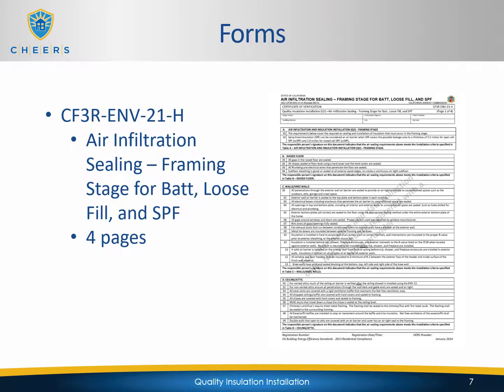Now the QII forms are used at different stages of the actual insulation installation, because when it comes to insulation installation, you have the air sealing piece and then you have the insulation piece. So the forms are divided in such a way that we're going to be verifying the air sealing first and then the insulation later. So the first form you're going to be using is the CF3R ENV21. This is to verify the air infiltration sealing at framing stage for batt, loose fill, and SPF.